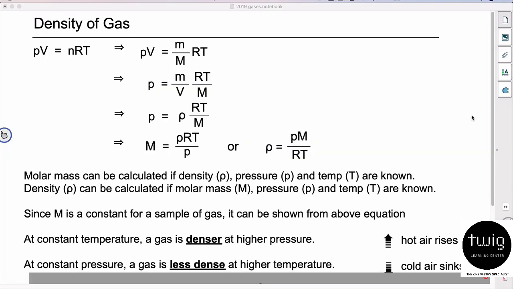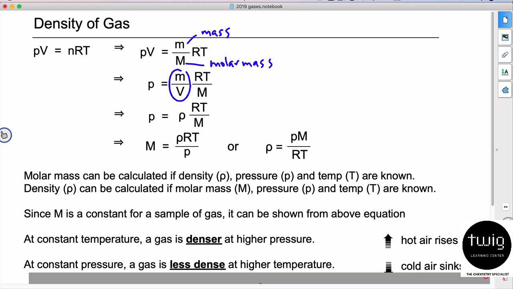We're going to use PV = nRT and create density as one of the variables. Very quickly, PV equals nRT. n is actually mass over the molar mass. So we're just going to bring the V across. Once you bring the V across, there's m over V, and m over V is actually your density. This is your density.